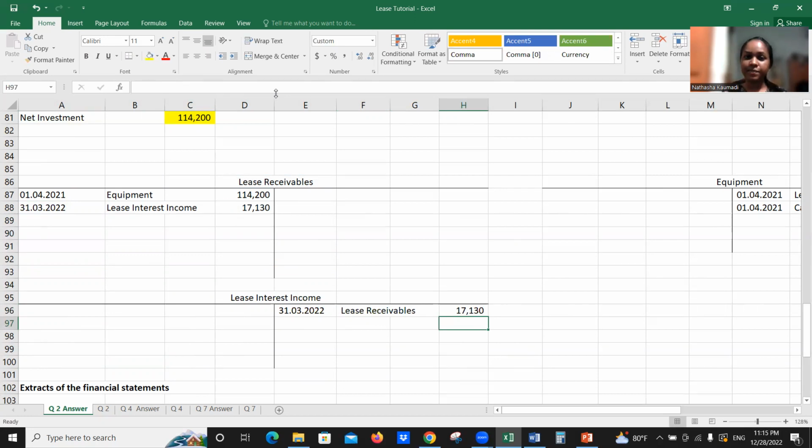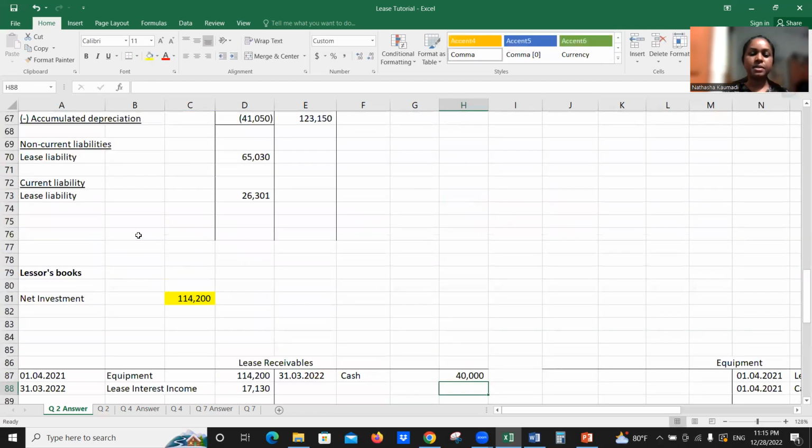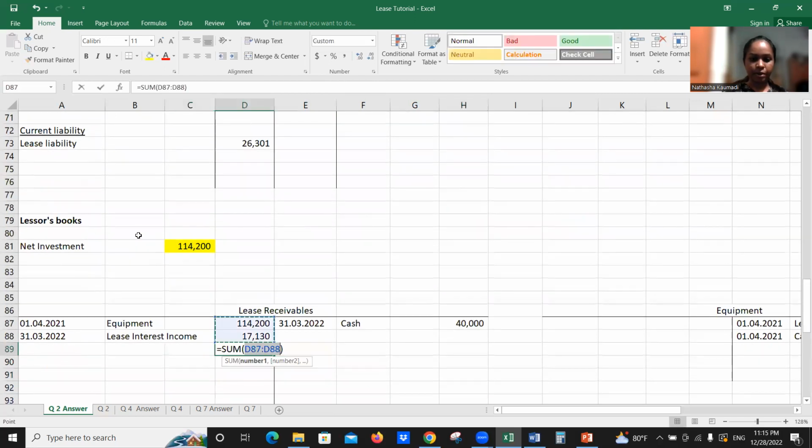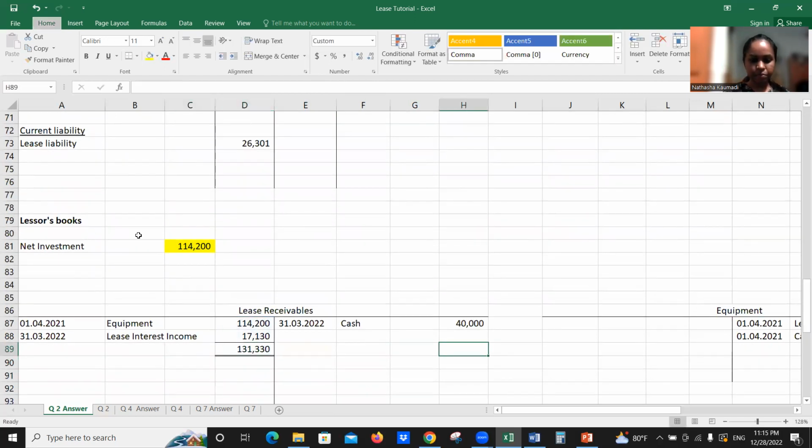On the other hand, you are receiving the lease installments paid by the lessee, 40,000 annually. So what happens to your cash as the lessor? Cash debit. Your lease receivables balance is getting reduced when you get the cash, so lease receivables credit, cash 40,000. You are receiving 40,000. This is how you do the lease receivables account. If you balance it off, the balance is 91,330.